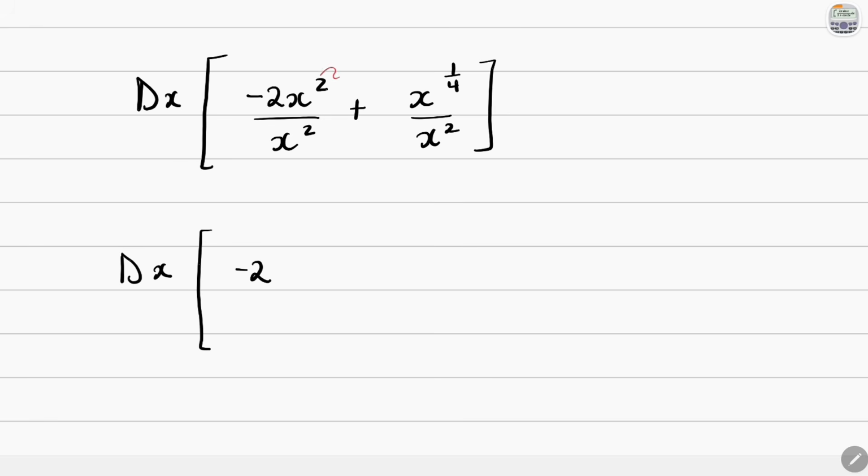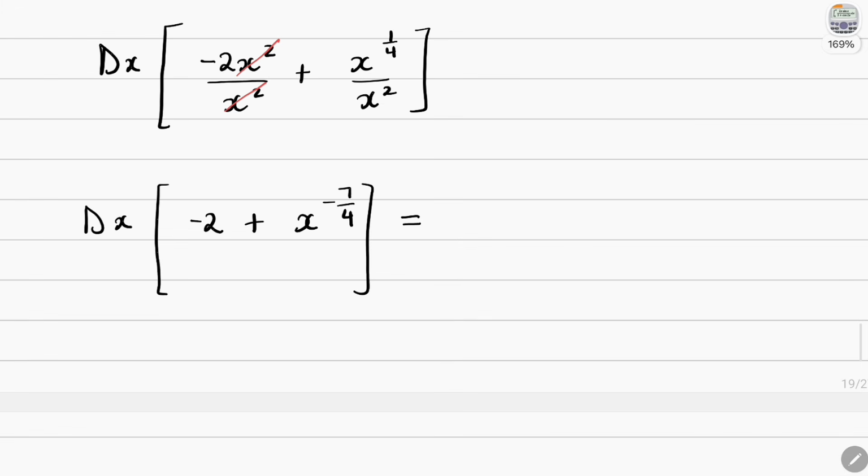And now you have x squared divided by x squared, which becomes just negative 2. And here, remember when dividing, your exponents get subtracted. So we're saying the top exponent minus the bottom exponent. What is 1 over 4 minus 2? So we could rewrite 2 as 8 over 4. So that is 1 minus 8, which is negative 7 over 4. So this is plus x to the power of negative 7 over 4. And this is what we have to derive.